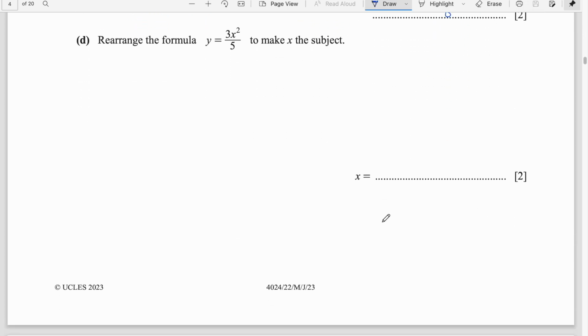The D part says rearrange the formula to make x the subject. So multiplying by 5 and dividing by 3, so 5y by 3 equals x square, taking square root on both sides. X is equal to plus minus square root of 5y by 3.